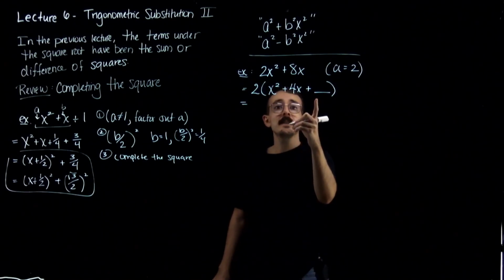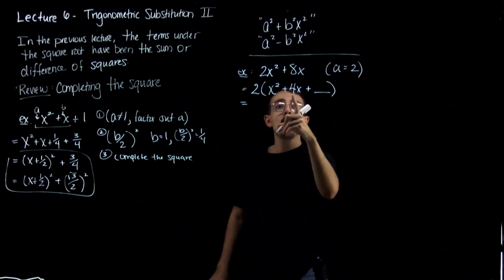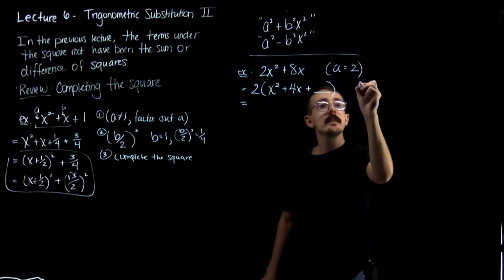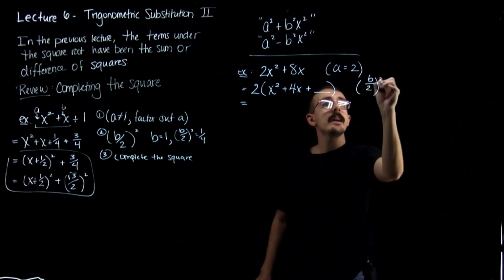So now what I need to do is I need to figure out, OK, well, what is half of b? So we need that, and we need to square it.